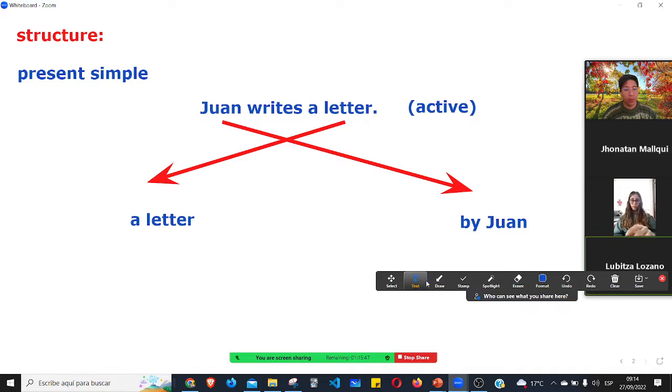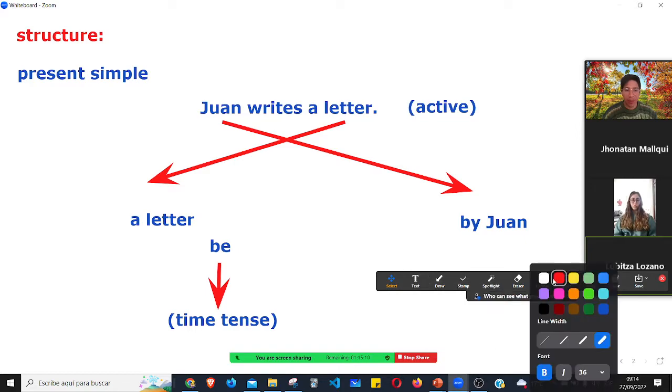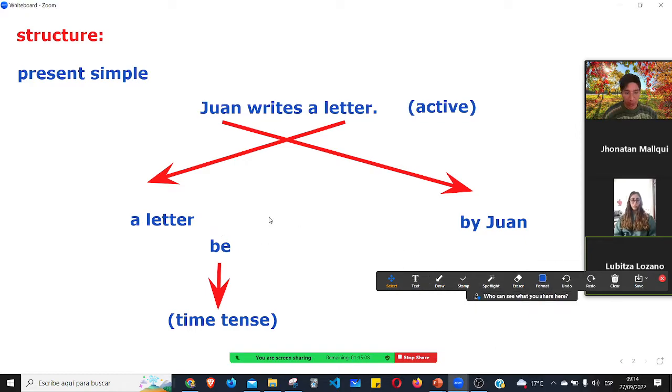Now what you have to do is realize or find out the tense of the sentence. Of course, you know that this is the present simple because I told you. Now you have to add the verb be, and the tense. So my question is, with a letter, which verb do we use? Do you remember? Is. Pretty good, is.